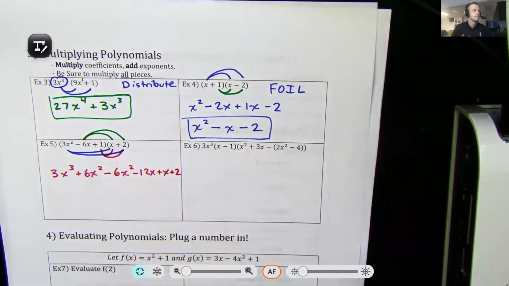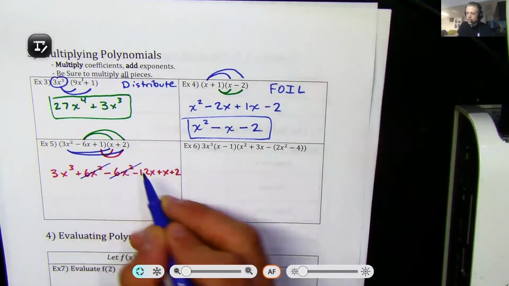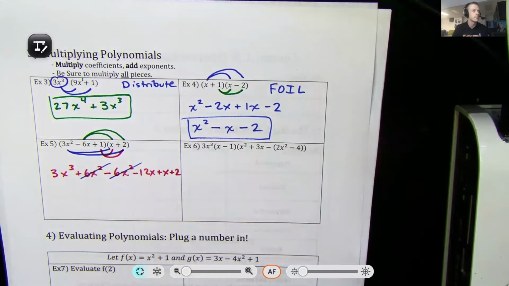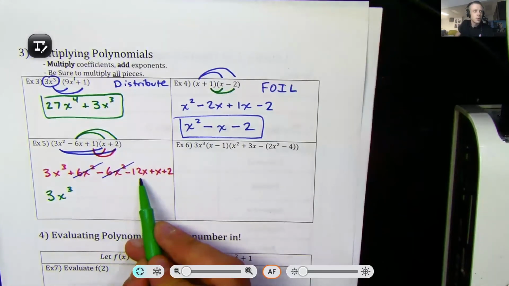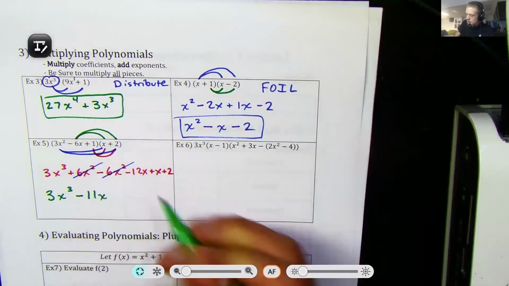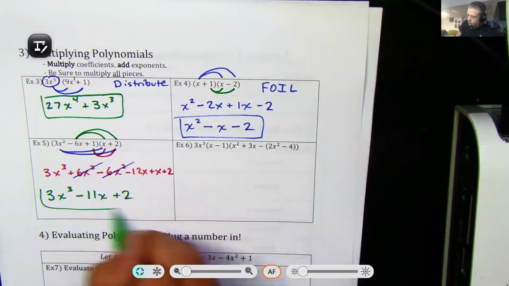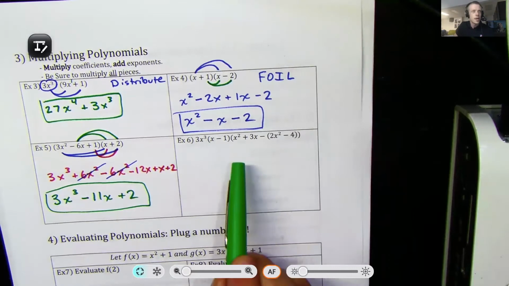Barely got it in. Again, last step here is to combine like terms. Well, this is a unique example because, check it out, those 6x squareds cancel each other out. One's positive, one's negative. So my final answer is going to be 3x cubed. The negative 12x plus x gives me a minus 11x, and then plus 2. Golden.